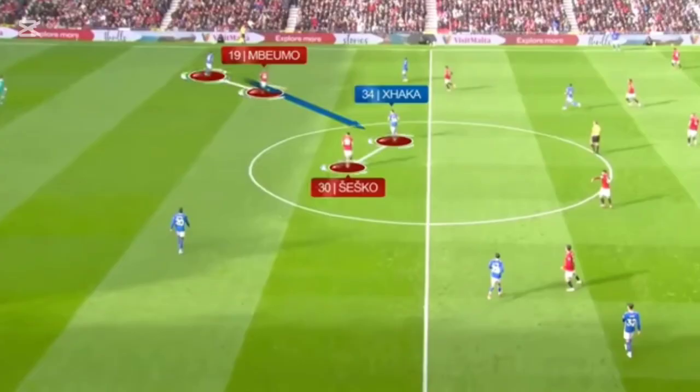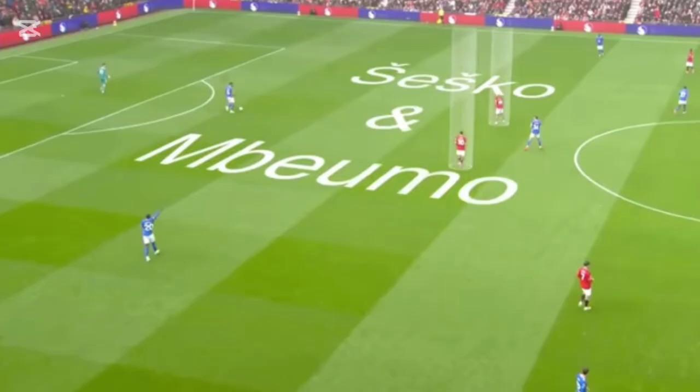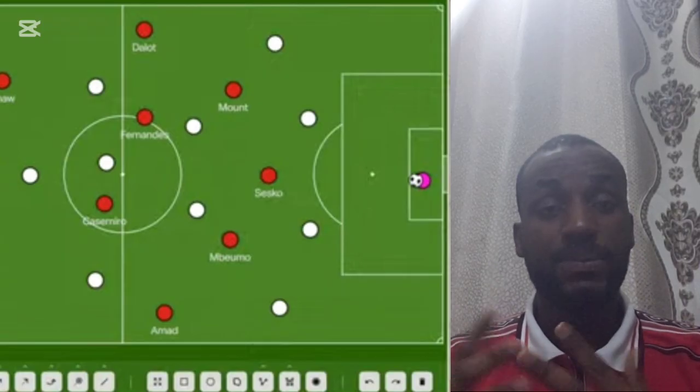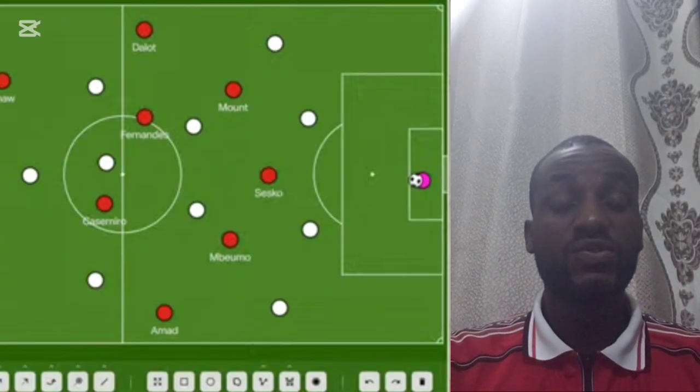So what Ruben Amorim was looking to do was use Sesko and Mbeumo to block the passing lanes to Xhaka, so Xhaka cannot receive the ball and dictate the play. So that was what Ruben Amorim was looking to do in the Sunderland game.